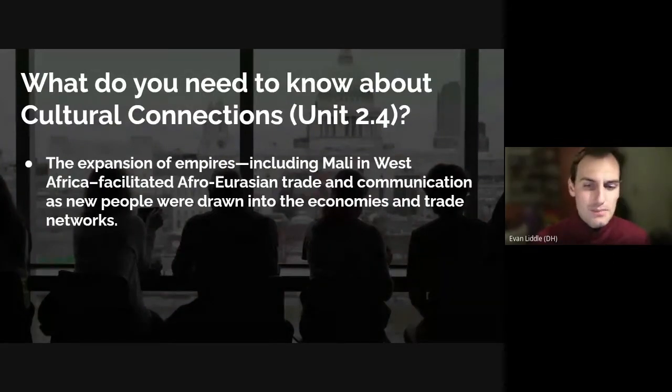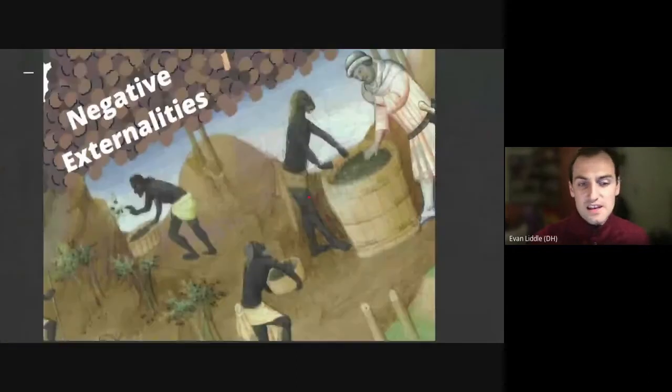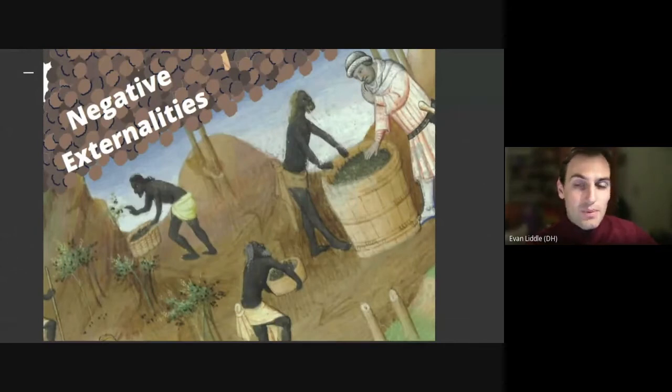Let's make it complicated by talking about something called negative externalities. If you are a student of economics, you know that a negative externality is when a third party is injured or damaged by the activities of two parties. So one example of negative externalities is pollution, right? Pollution is a negative externality because it harms a third party. We're going to explore some negative externalities.